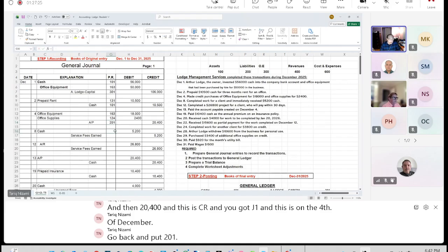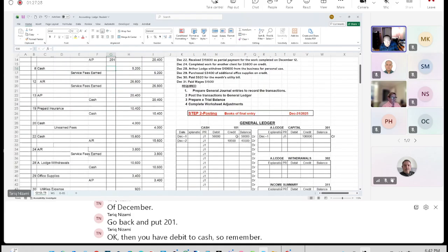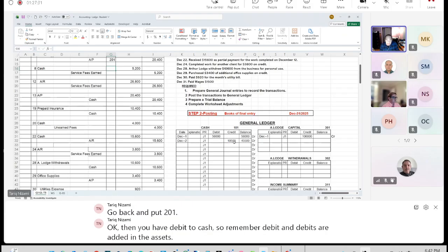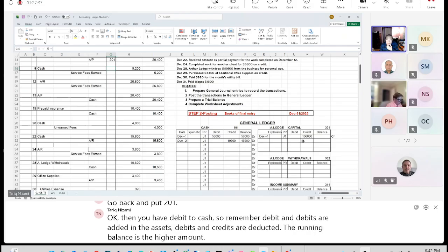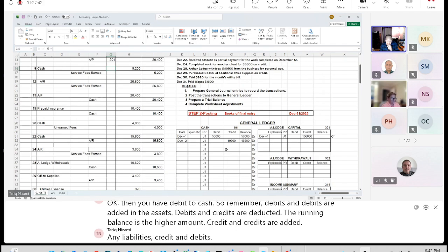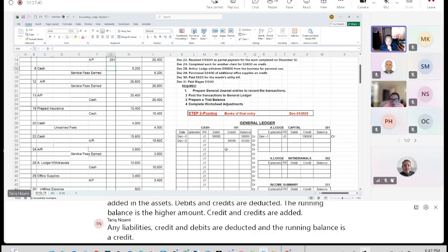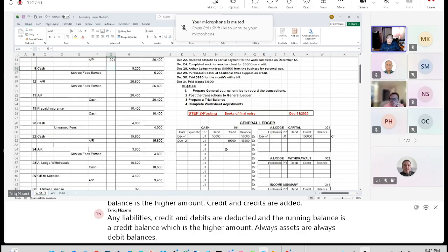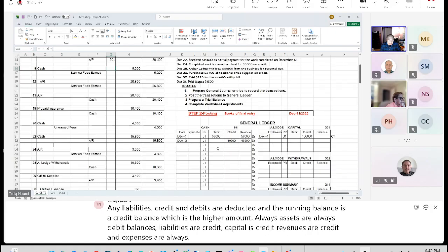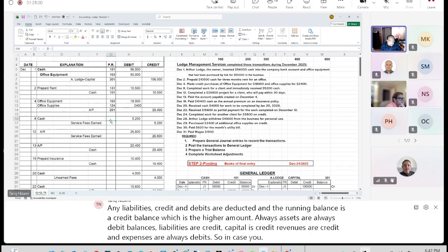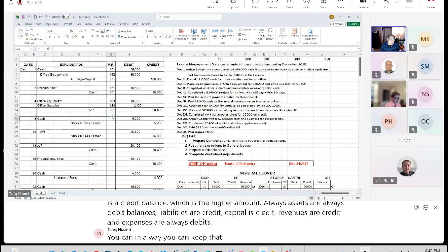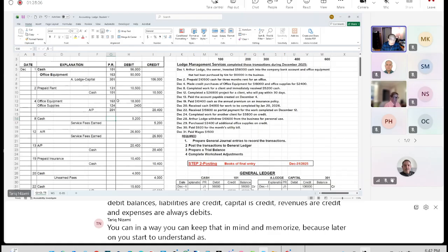Okay, then you have debit to cash. So remember, debits and debits are added in the assets. Debits and credits are deducted. The running balance is the higher amount. Credits and credits are added in the liabilities. Credits and debits are deducted, and the running balance is a credit balance, which is the higher amount. Assets are always debit balances. Liabilities are credit, capital is credit, revenues are credit, and expenses are always debits. So you can keep that in mind and memorize it, because later on you start to understand how the system is working.